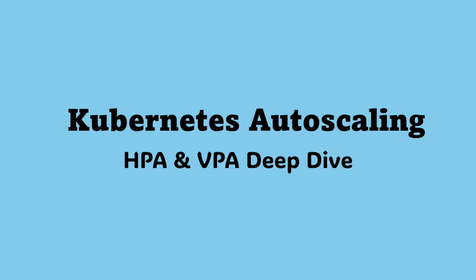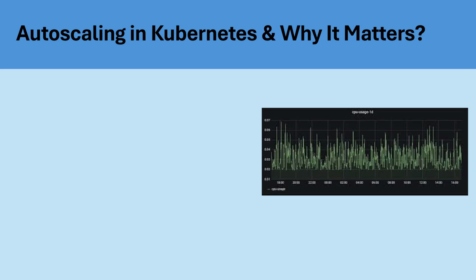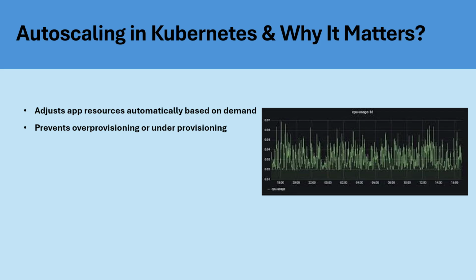Pod Autoscaler. By the end, you will not only understand how they work, but you will see how it works in real-world scenarios. So let's start with the basics. What is autoscaling? Autoscaling automatically adjusts your application resources based on demand. Without it, you either over-provision, that is wasting money, or under-provision, that is crashing under the load. Autoscaling keeps our application stable and cost efficient.